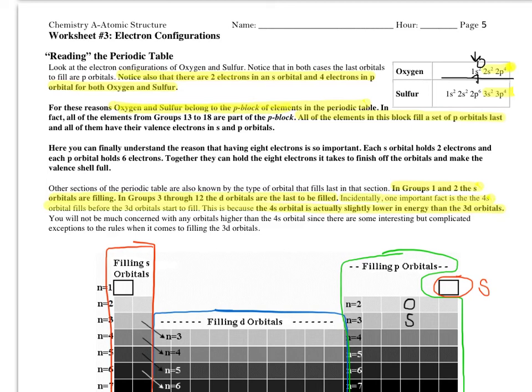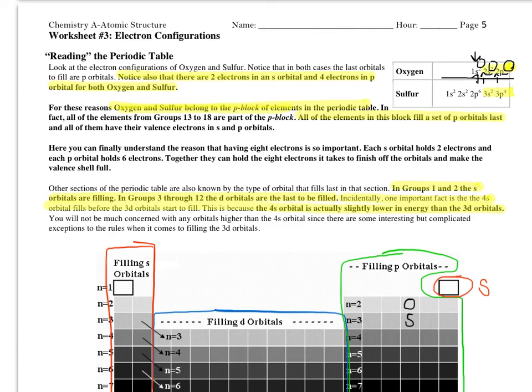And in the second energy level, so there's a 2 there and a 2 there, there's both an s orbital and a p orbital. And in that second energy level's s orbital, there are 2 electrons. And in that second energy level's p orbital, there are a total of 4 electrons.